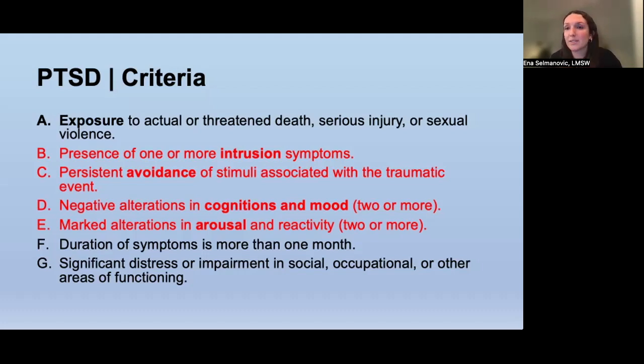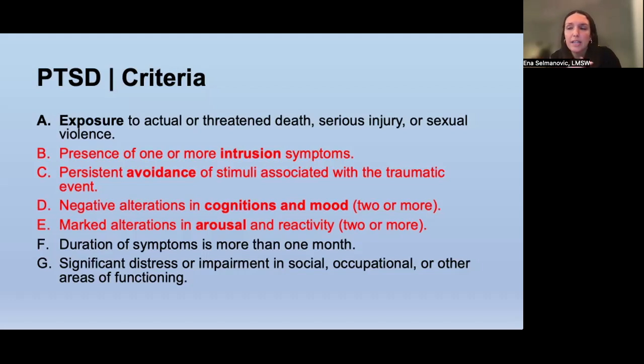For example, something that seems innocuous, like a certain type of food. A student of mine once gave the example of an individual avoiding eating certain foods that their abuser really liked. So that's avoidance. Next one is negative alterations in cognitions and mood.